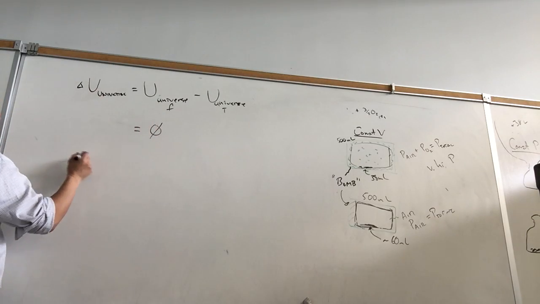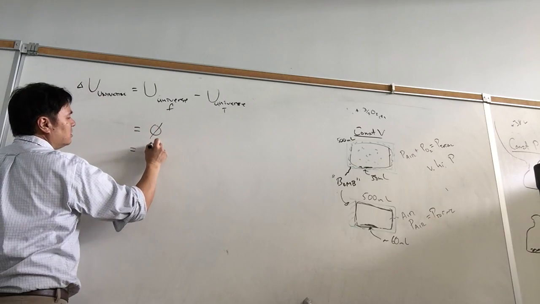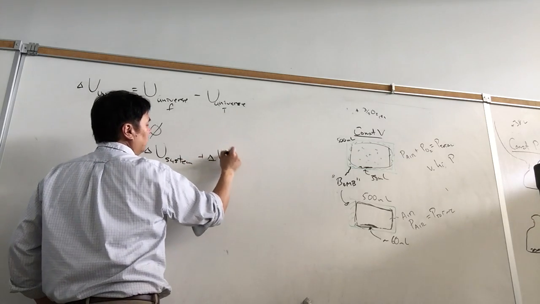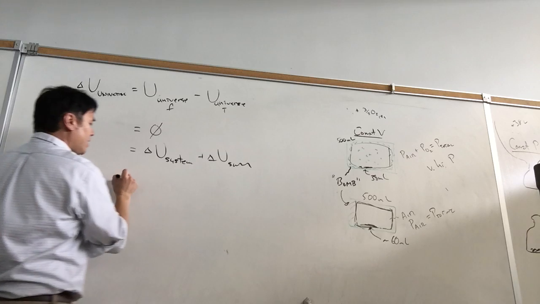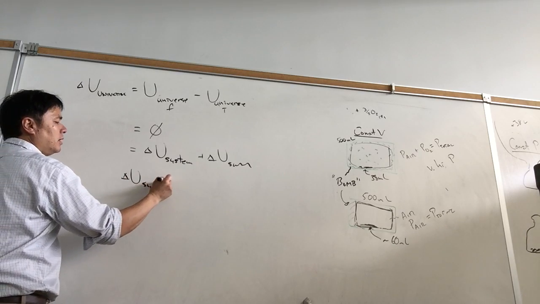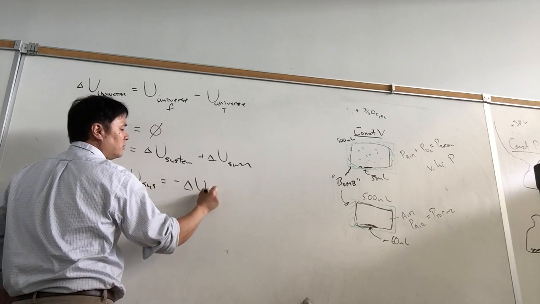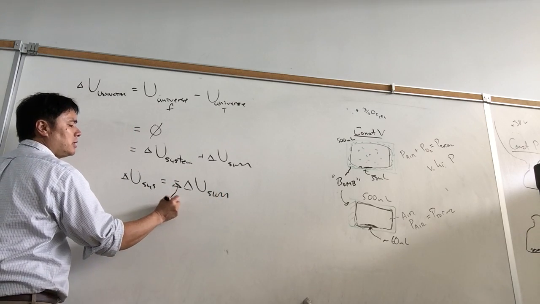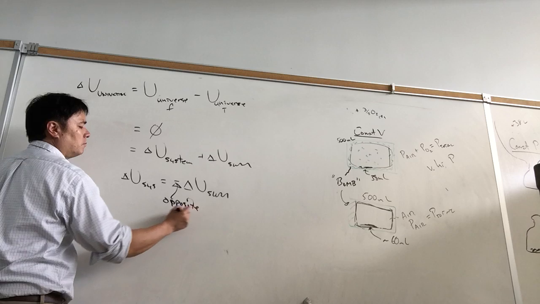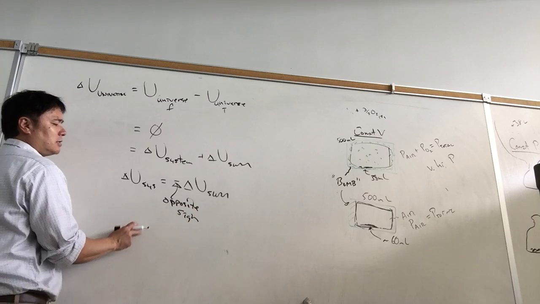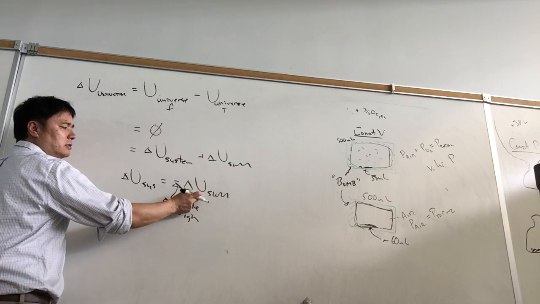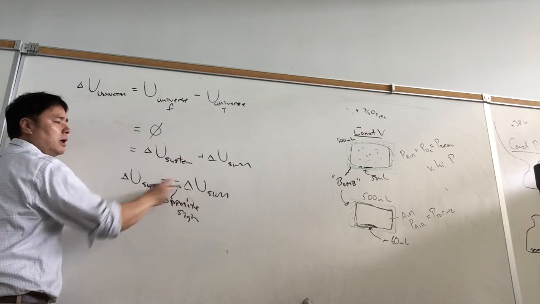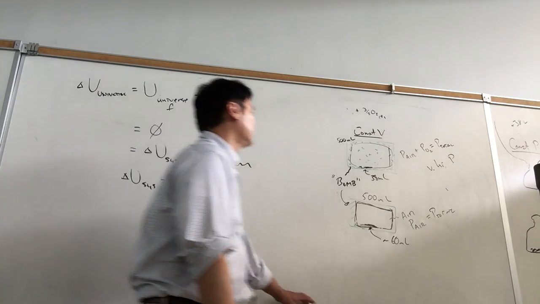And so what we're going to do is we're going to be looking at this. The delta U of the universe is equal to delta U of the system plus delta U of the surroundings. And in fact, delta U of the system is equal to minus the delta U of the surroundings. Minus does not mean exothermic. Minus just means opposite sign. If the system loses, the surroundings gains. If the system gains, the surroundings loses. And so we have a sign convention to take care of this.